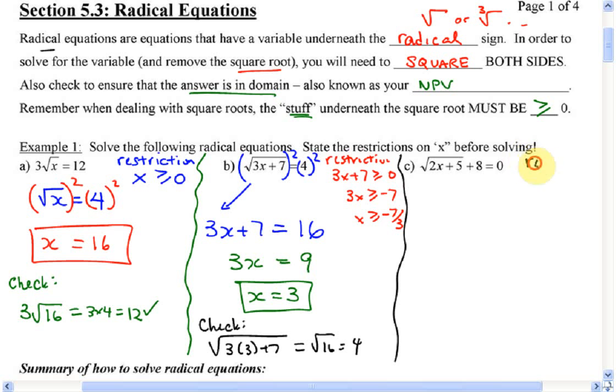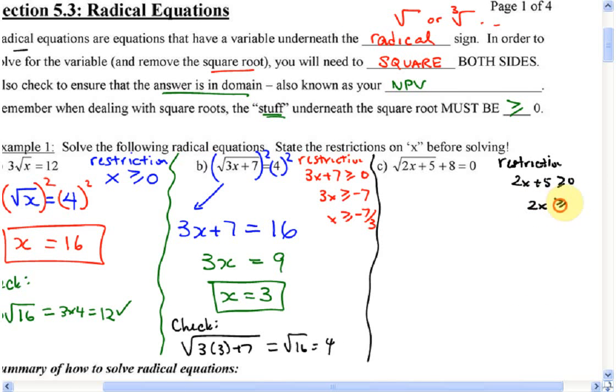Your restriction here should be what, first of all? 2x plus 5 is greater or equal to 0. So you solve, and x should be a value that is at least greater or equal to negative 5 over 2, right? Now, to solve this, my advice to you is move the 8 to the right side.